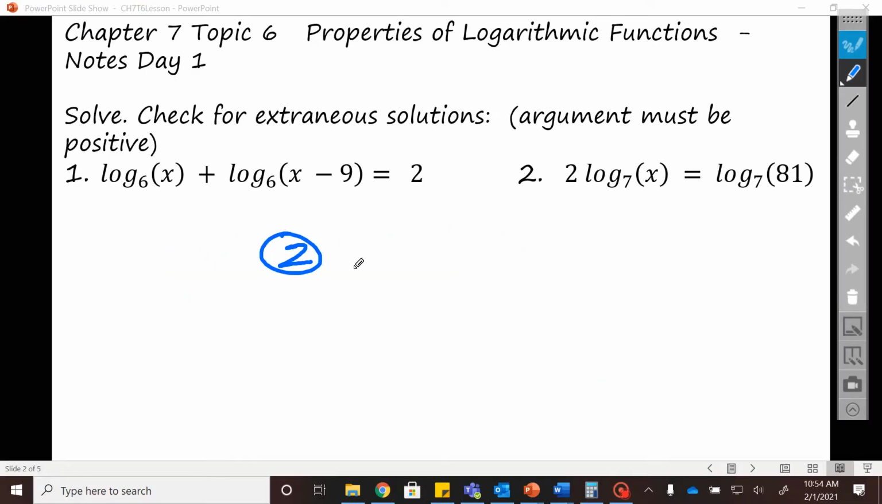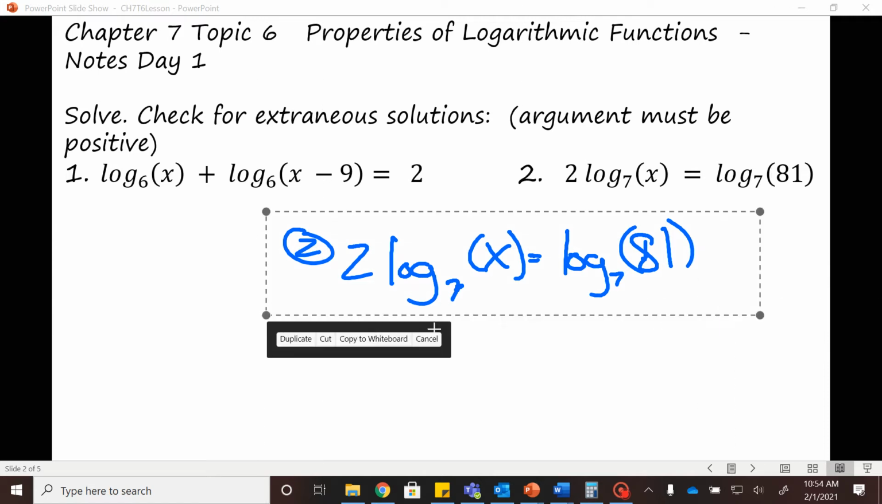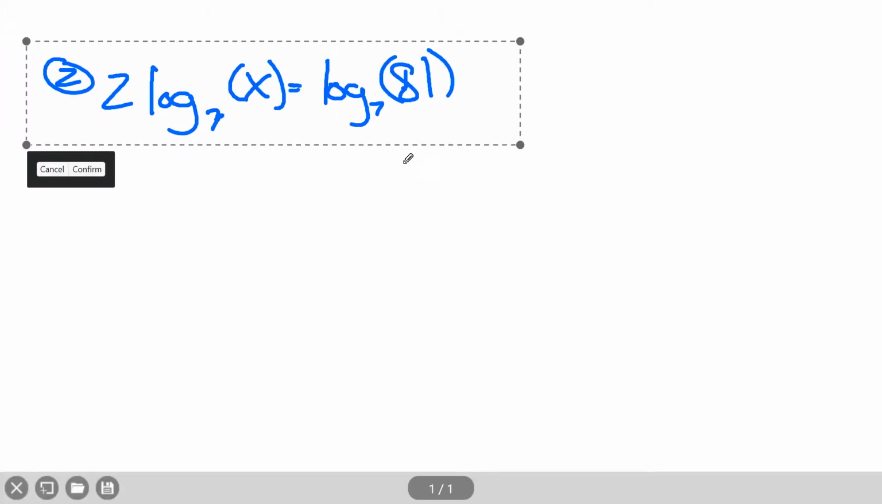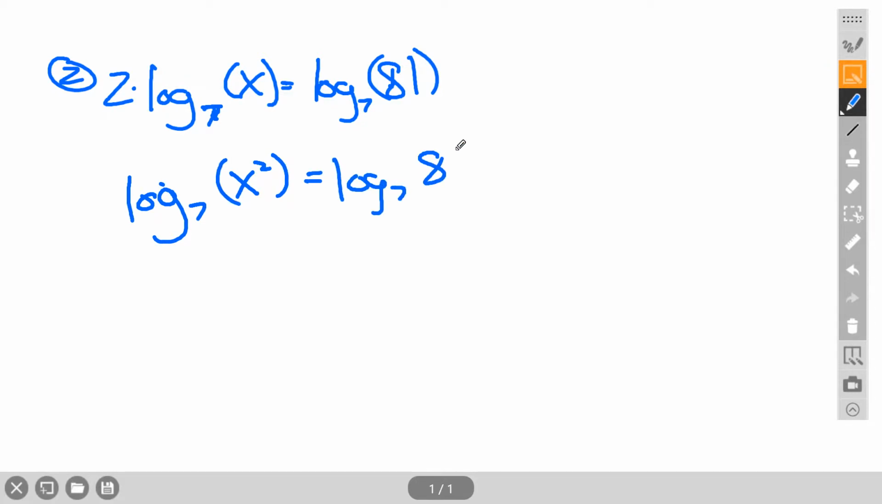Number 2, we have 2 log base 7 of x equals log base 7 of 81. Now this is the power property. We have 2 times log base 7 of x, which means that we can put it inside the logarithm and make it an exponent. This is log base 7 of x squared equals log base 7 of 81.